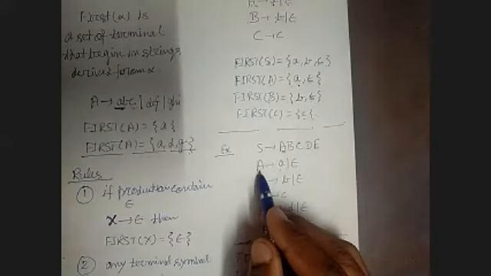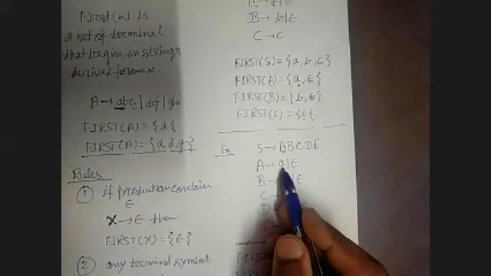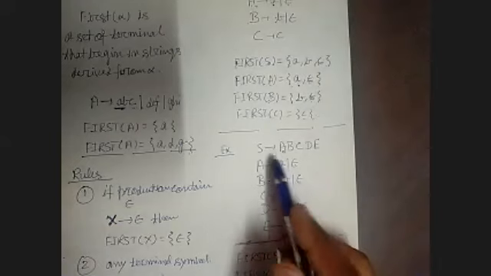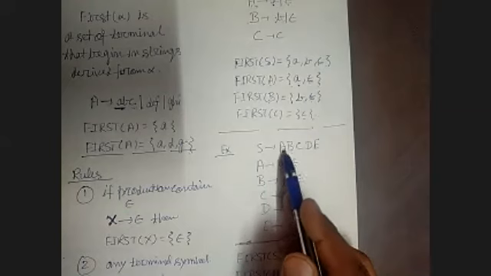So we write it down, first of A. In the production rule of A, A contains small a or epsilon. Small a is a terminal symbol and epsilon is also. So a and epsilon is the first of A. So this part is complete. Now move back to the S part. S contains non-terminal symbol A, so we find first of A. It contains a and epsilon.